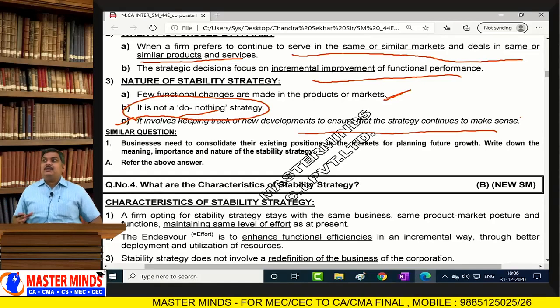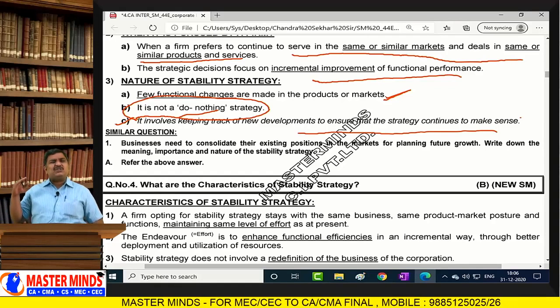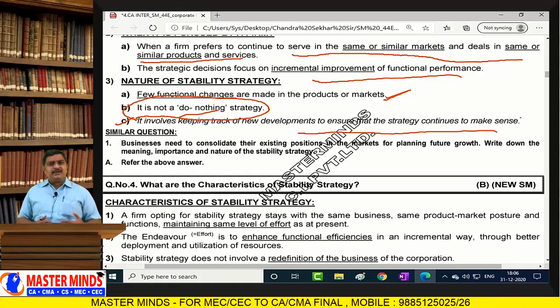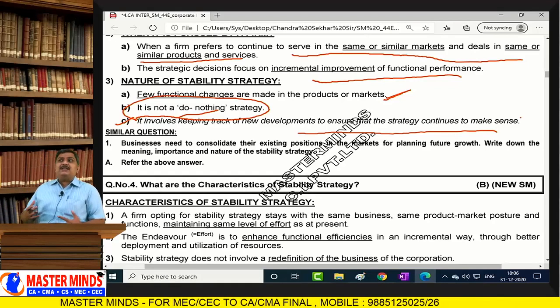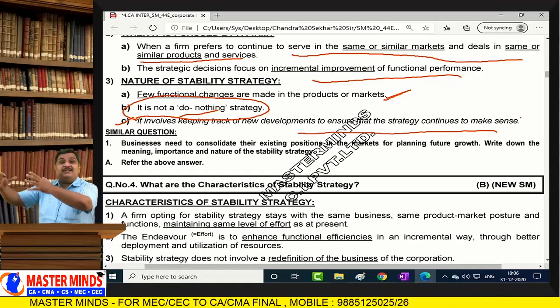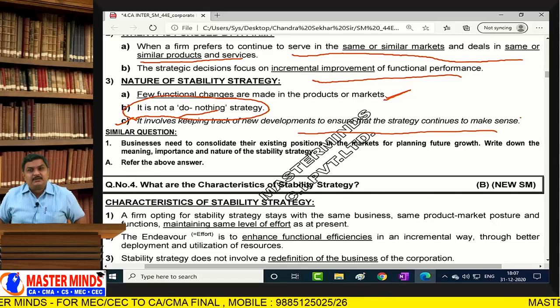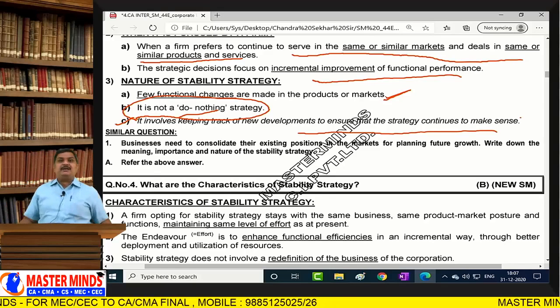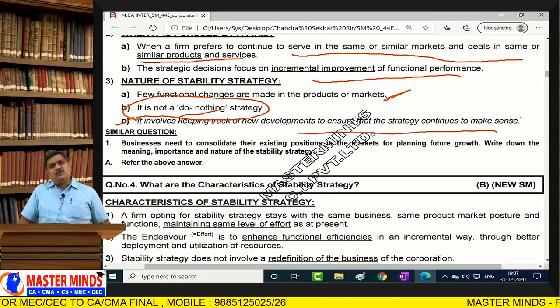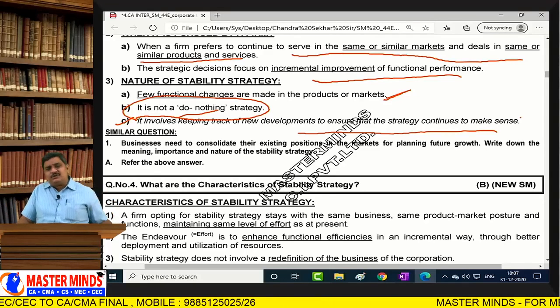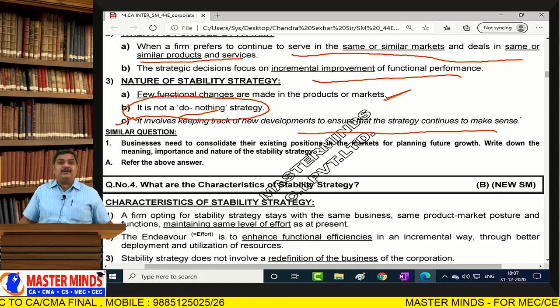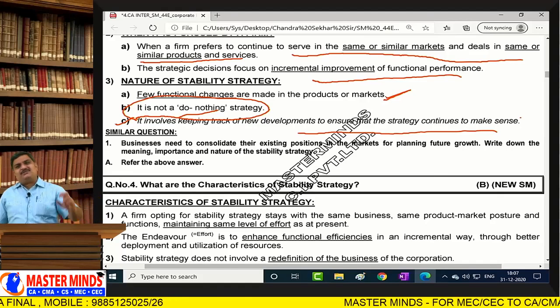See, for example, the environment is so stable and that's why we are following stability strategy. But suddenly there is a movement in the external environment. Some new opportunities are coming. So, even at that time, will you follow stability strategy? No, it is wrong. See, don't get fixed with one strategy.